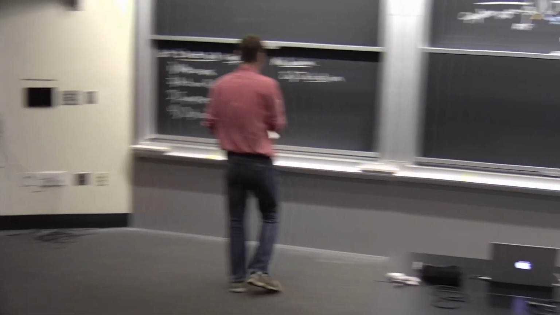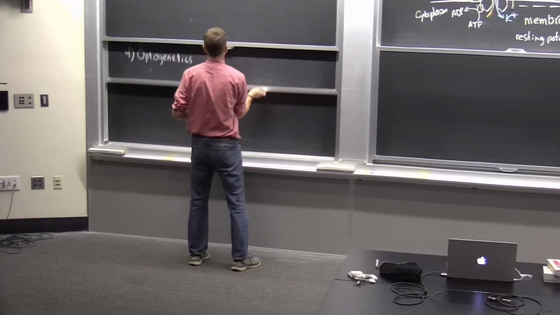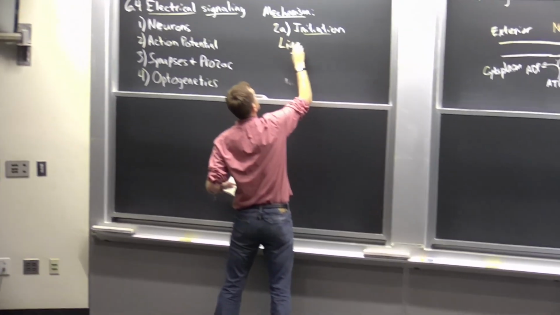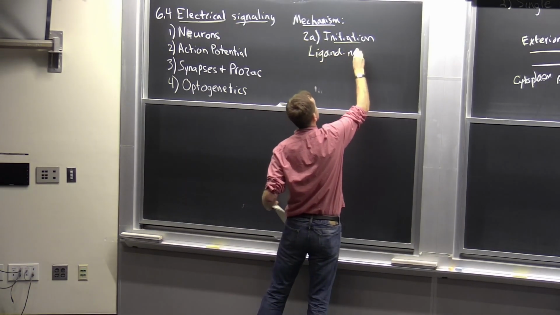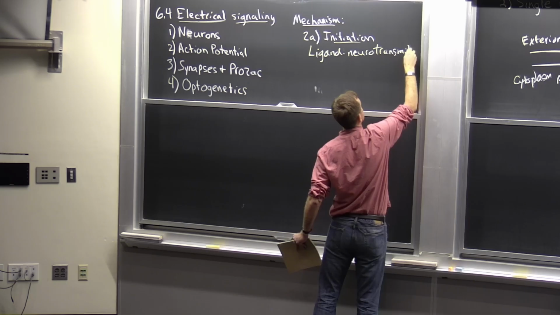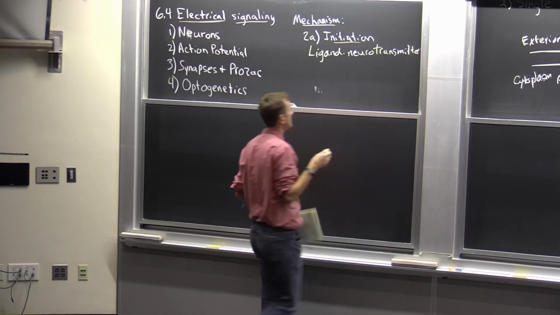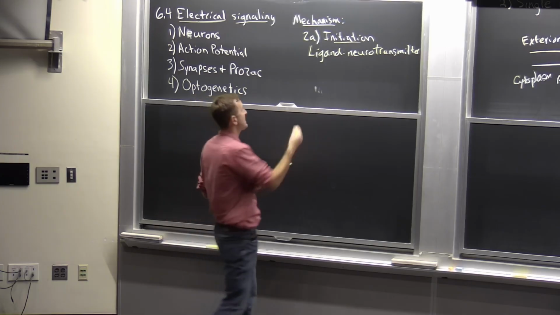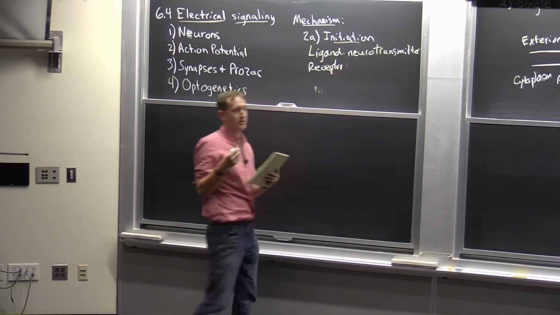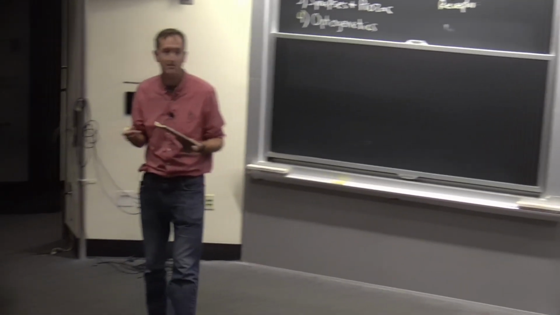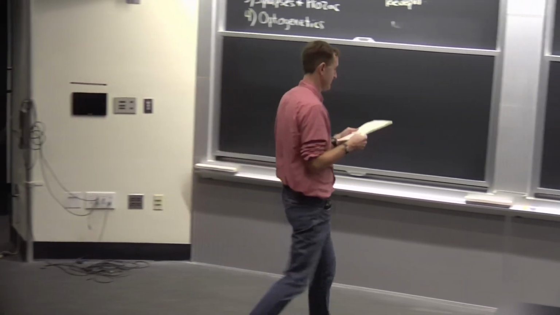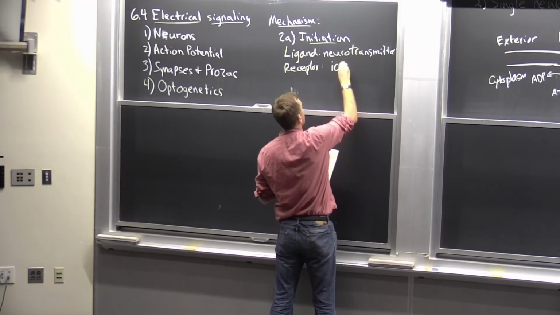Okay? In this case, the ligand is going to be what's known as a neurotransmitter, which is a small molecule, and I'll show you some later on. And the receptor is going to be a receptor that binds to this ligand, but in this case, rather than being something like a G protein coupled receptor or a receptor tyrosine kinase, the receptor is going to be an ion channel. Okay? So the receptor is going to be an ion channel.